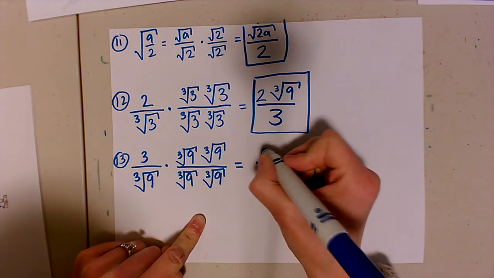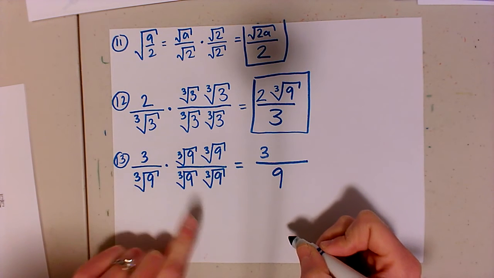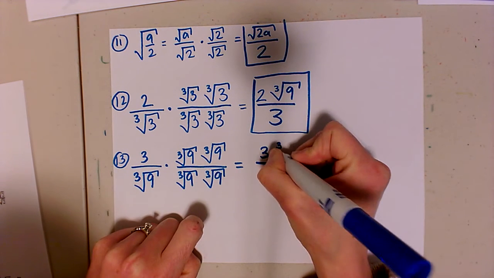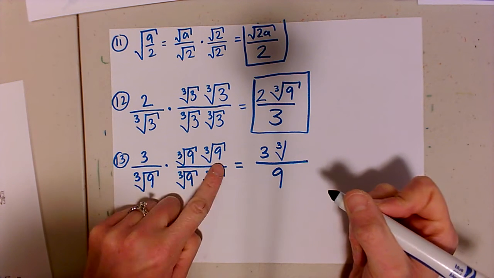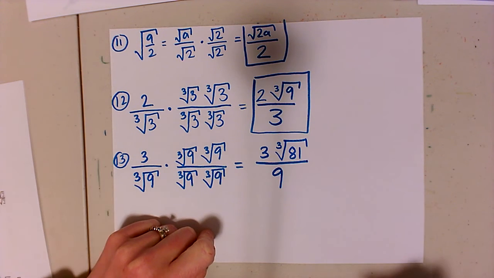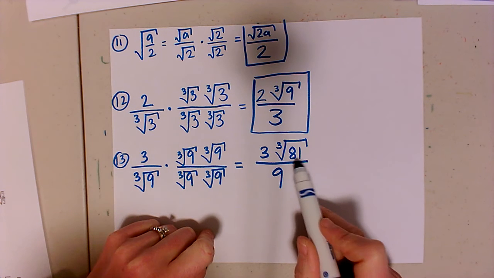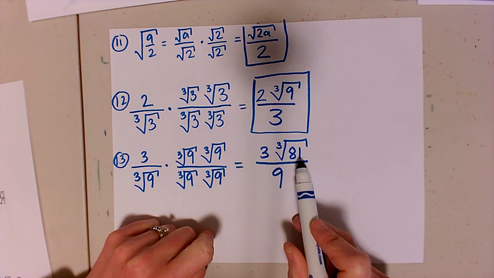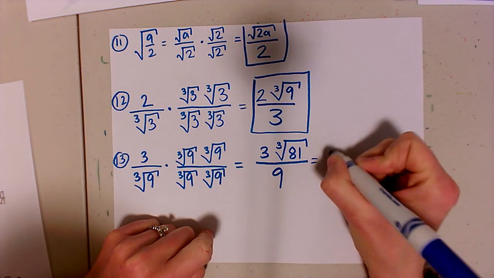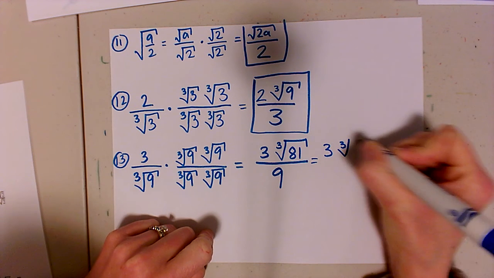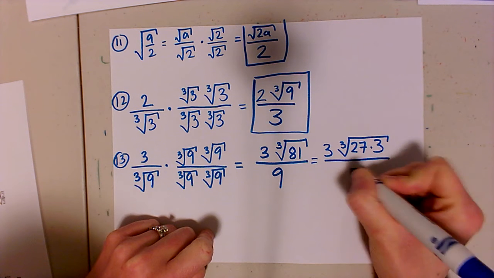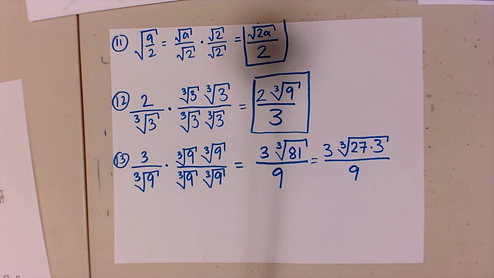So then up top, we'll have this 3 on the outside, and then these 2 cube roots we can multiply, and I'm going to have 9 times 9, which is the same thing as 81. Now we can do some simplifying here. Let's look at this 81. So we want to think of the largest perfect cube inside of 81, and that's going to be 27. So we could rewrite this as 27 times 3, and this is all over 9.